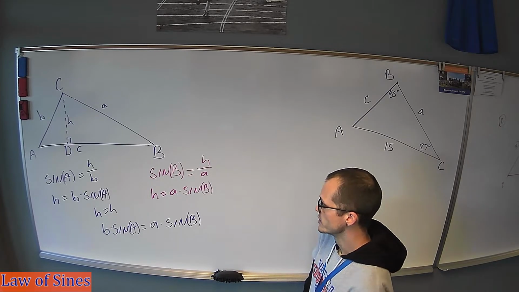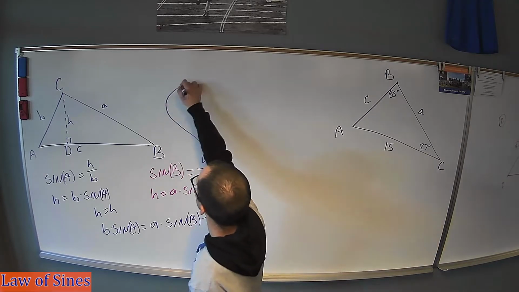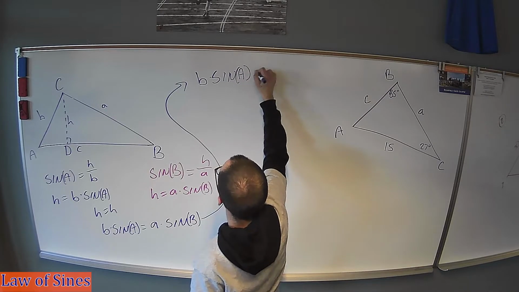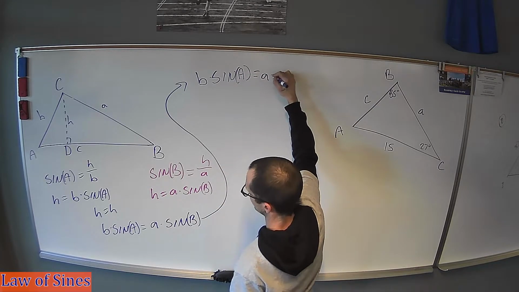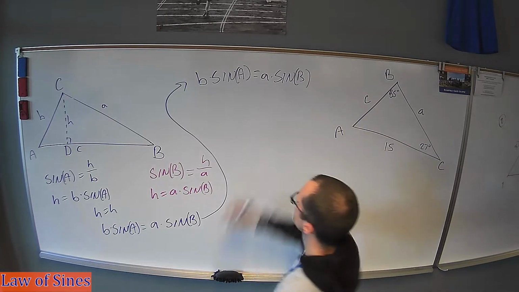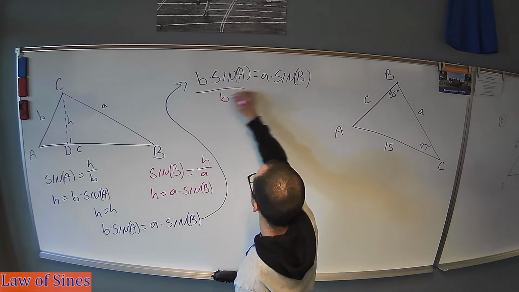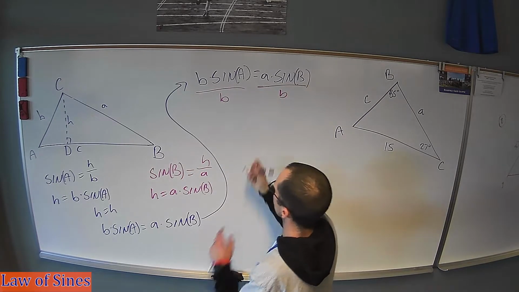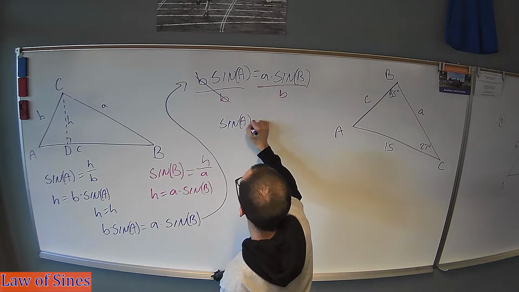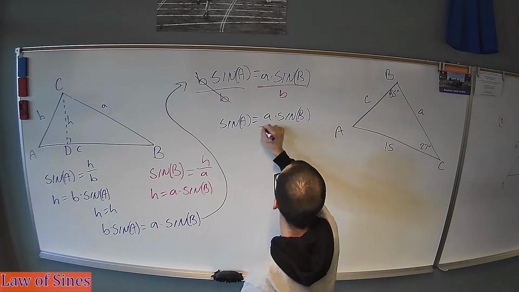So the next thing I want to do from here, let's take it up top. I'm just going to rewrite this: B times the sine of A. And we're super close to being done with this algebra stuff, and then we'll be able to use it in a moment. What I want to do is divide both sides by B, and these cancel. So the sine of A equals A times the sine of B.